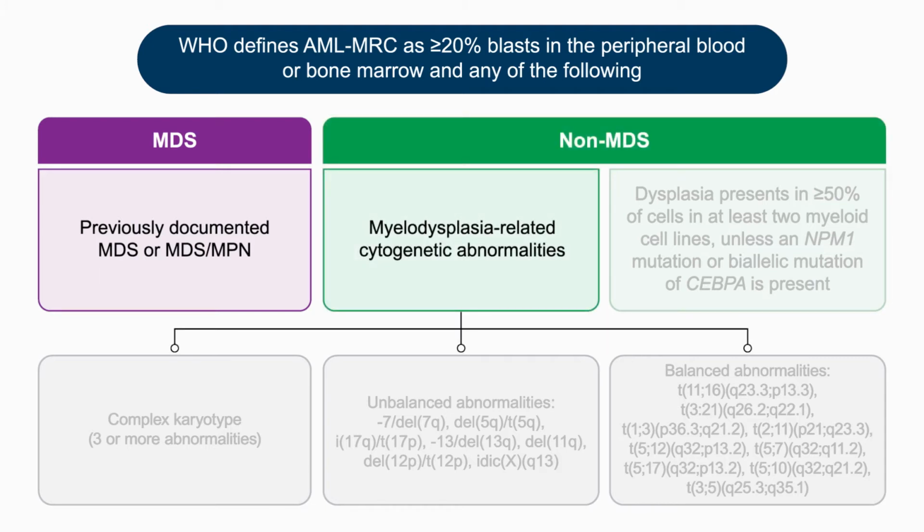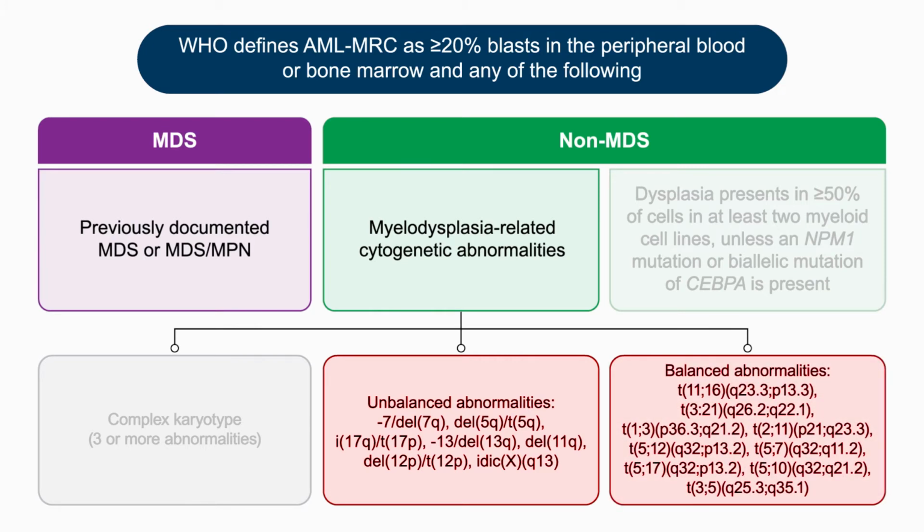cytogenetic abnormalities that are myelodysplasia defining. And these are the ones that we've listed here on the presentation for you. These commonly involve deletions of chromosome 7 or the long arm of chromosome 7, deletions of chromosome 5 or the long arm of chromosome 5, isochromosome 17q, and the other ones that are detailed here. There are also specific balanced chromosomal translocations that define myelodysplasia-related cytogenetic abnormalities. And then also, one of the common abnormalities that we encounter in this setting is having a complex karyotype, which means that the neoplastic cells have 3 or more cytogenetic abnormalities.